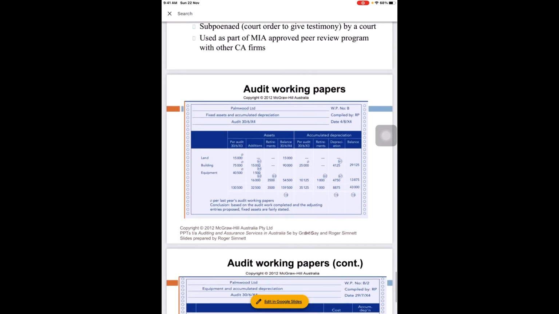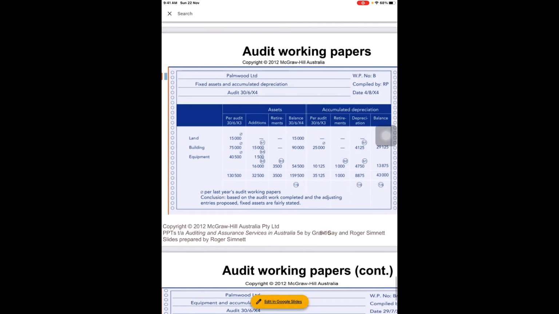Here in the audit working papers, we can see the information stated: 15,000 of land, building 75,000, and equipment 40,500. This one you have to state or sign as per last year's audit working paper. So the figure comes from last year's audit report, the audit working paper that you did previously. So when you come to this current year's audit, this figure already exists, and it is correct information that you get from the previous year.